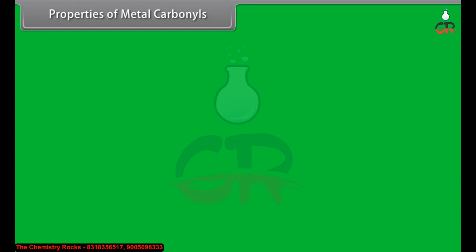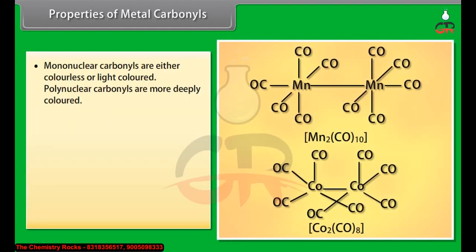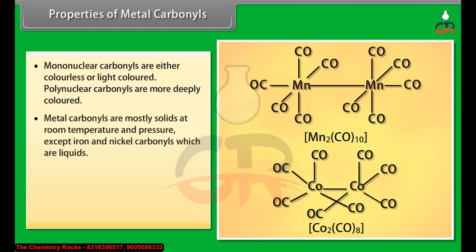Properties of metal carbonyls. Some important properties of metal carbonyls are the following. Mononuclear carbonyls are either colorless or light colored. Polynuclear carbonyls are more deeply colored. Metal carbonyls are mostly solids at room temperature and pressure, except iron and nickel carbonyls, which are liquids. They are highly reactive due to the metal center and the CO ligands.